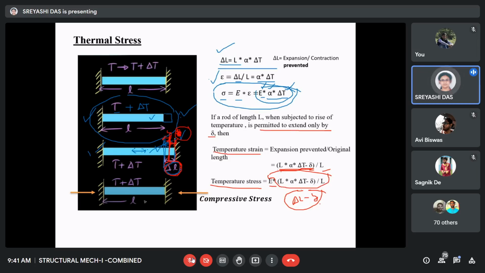Okay, so this is the temperature stress produced, and again you see it is trying to elongate, but the support is providing a compressive force here, so that it cannot elongate to such a manner. So that means a compressive stress is produced inside the material. Whenever a member is trying to elongate and someone from outside is trying to squeeze that, a compressive stress is produced inside. So this is the compressive thermal stress.